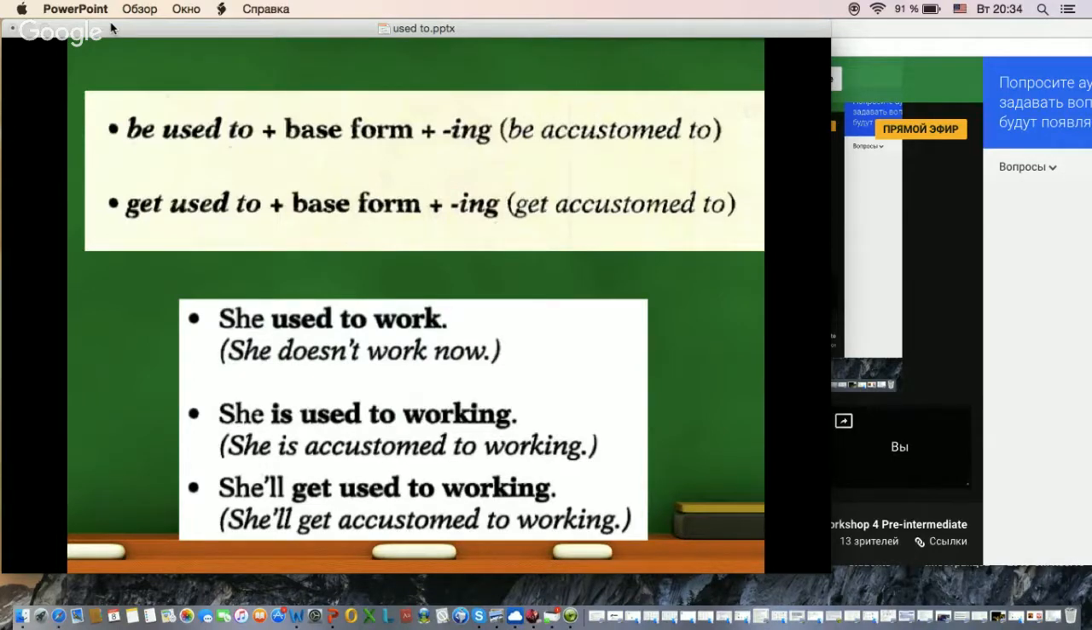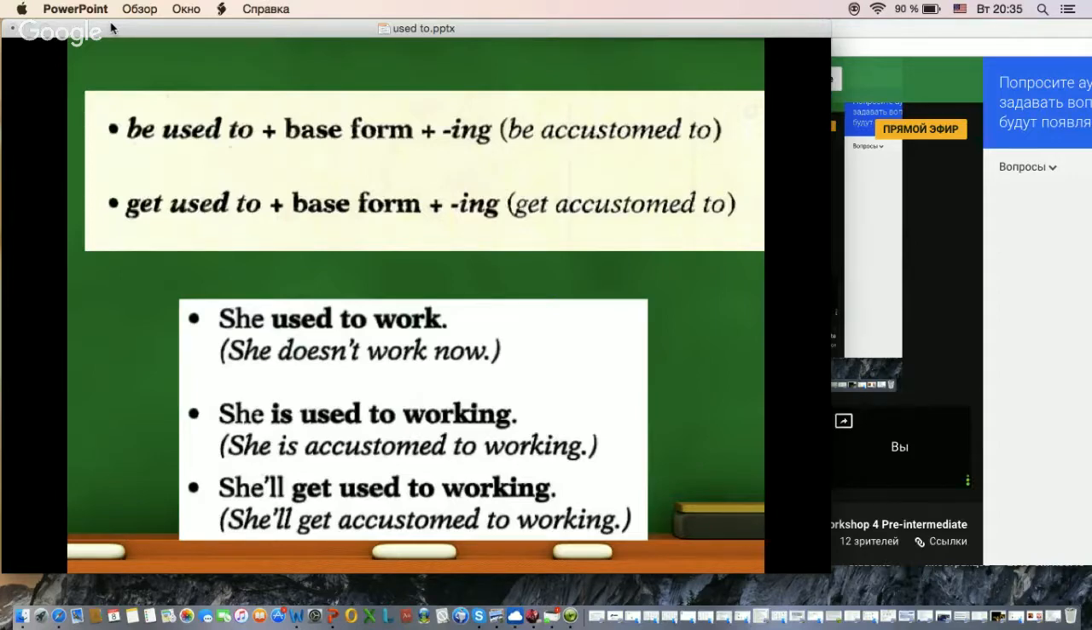Что же касается конструкции, которую я вот только что вам презентовала. She is used to working. Что же это значит? Вроде бы тот же used to, но значение другое. So it means that she is accustomed to working. To get accustomed to something означает привыкнуть. And accustomed — это тот человек, который уже привык к чему-то. So what does it mean? It means that to be used to doing something construction is used to say that something is absolutely normal for us.